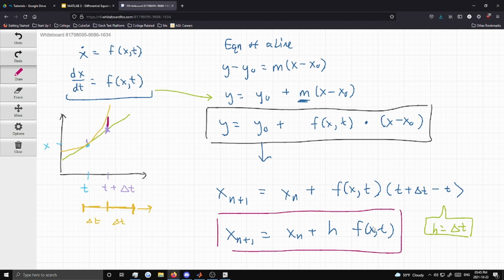We're computing the next step based on the slope and time step that we are taking. And this equation down here is quite literally Euler's method. And we can apply it however we see fit.